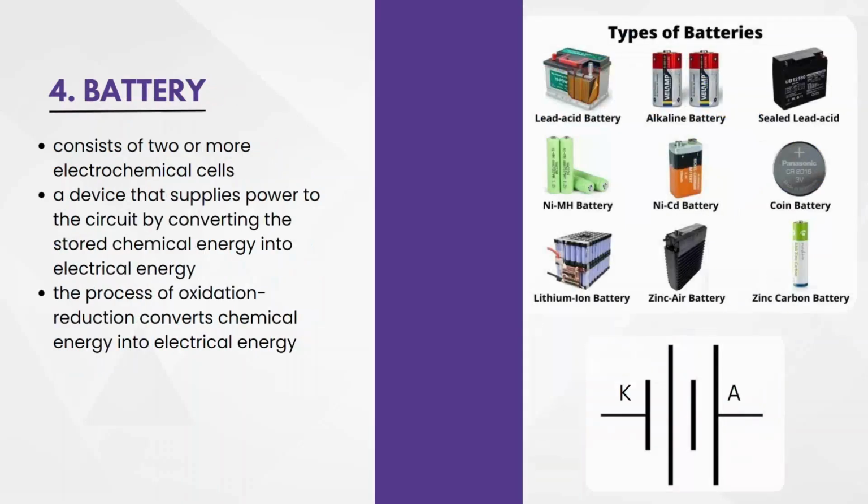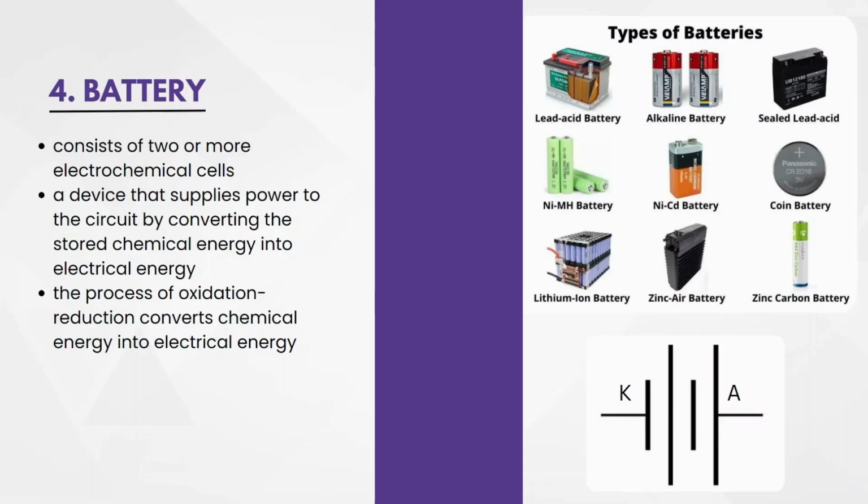Next, we have the battery. A battery will consist of two or more cells. And by cell, here we mean the electrochemical cell, which means there will be some chemical reaction happening. That is nothing but the oxidation and reduction.